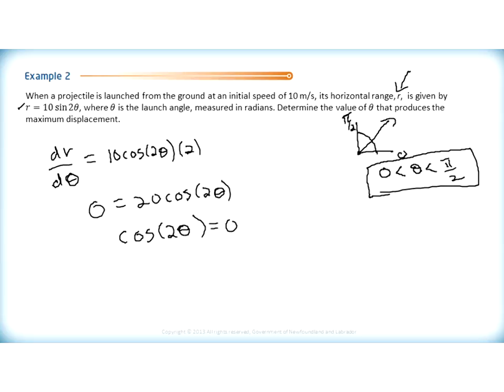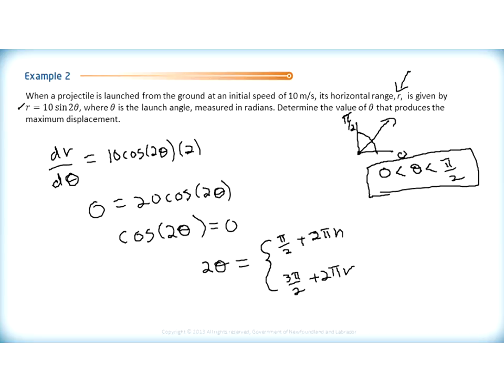So let's think about that. 2 theta will have to have values of angles that make the cosine function 0. So on a unit circle, we should know that cosine will be equal to 0 at pi over 2 or at 3 pi over 2. And of course, any multiple of 2 pi added onto those will also work.